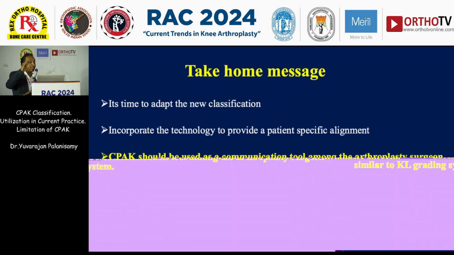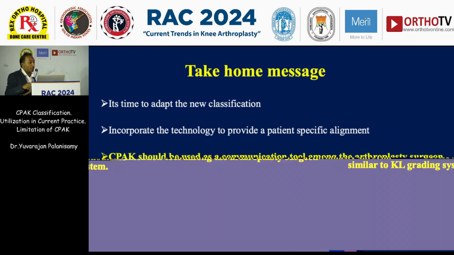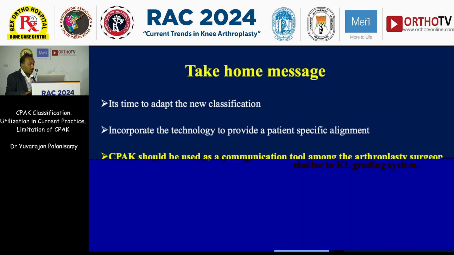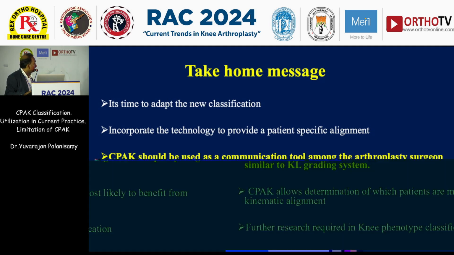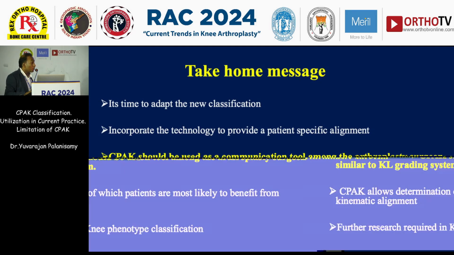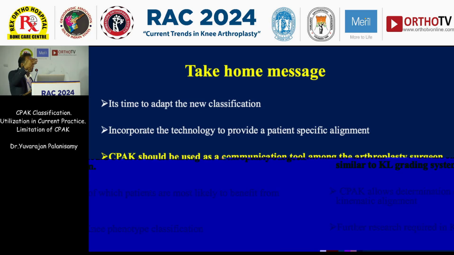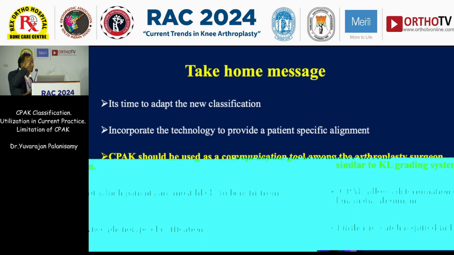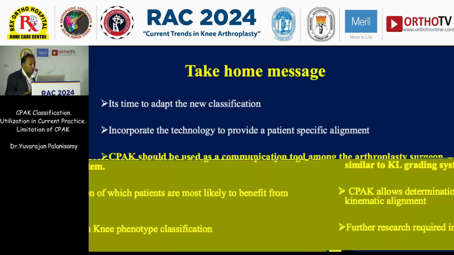It's similar to the KL grading system, like when I say I'm dealing with a grade 4 knee or a grade 3 knee. So now we have to adopt CPAK type 1, type 2, type 3 in future. It allows us to determine which patients are most likely to benefit from kinematic alignment, and further research is required in the Indian population, because we are doing a lot of robotics in Indian knees and we get a 3D morphology. So future research is definitely needed in knee phenotype classification.